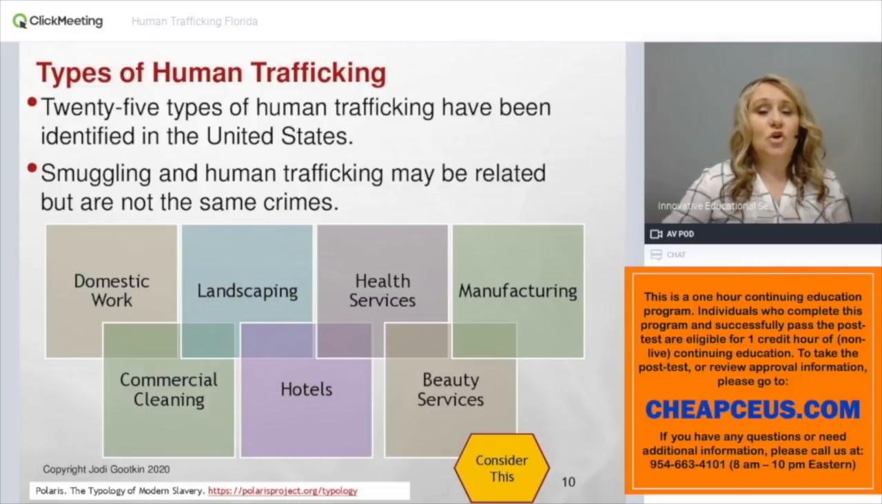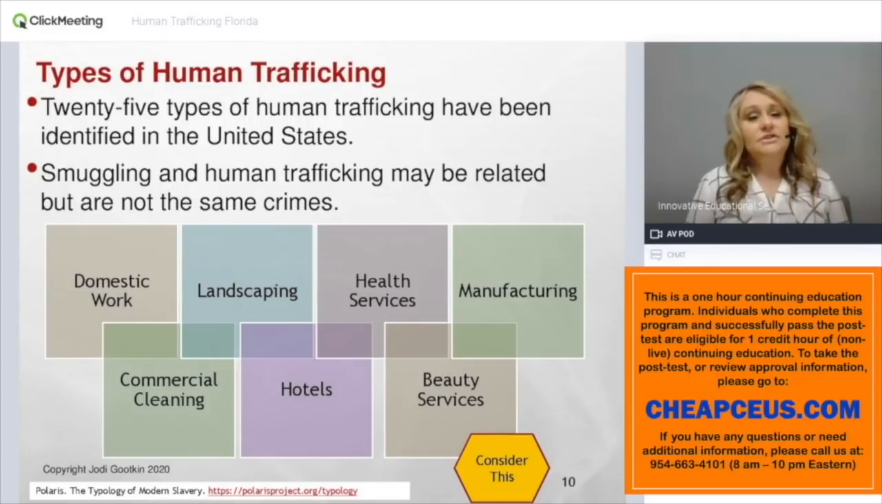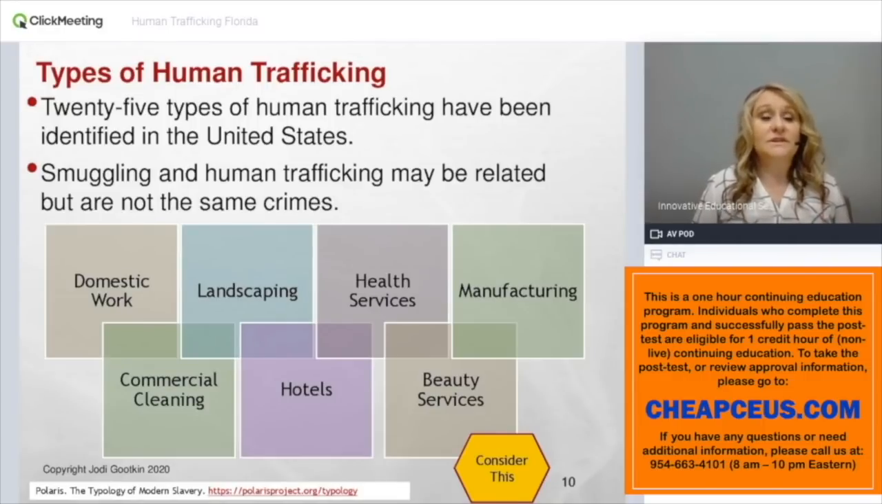Polaris is a global researcher and promoter of anti-trafficking efforts. In their research, what they have noted are 25 different types of human trafficking. When we think of this topic, many of us may first think of sex trafficking, which is a percentage of the cases. We also want to consider that labor trafficking makes up a significant number of the cases.